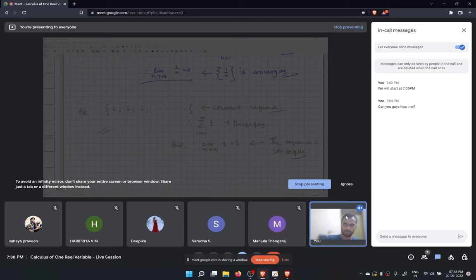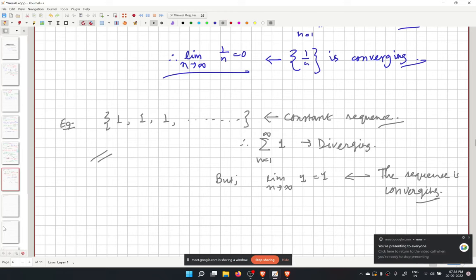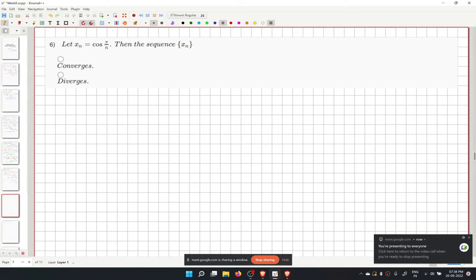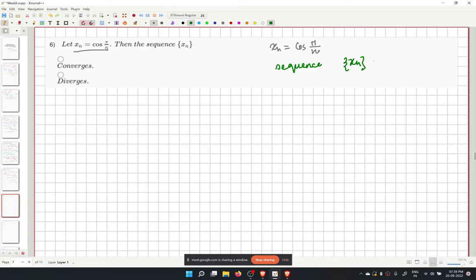Okay, so I don't see any questions here. So let us go to problem number 6. It says, let us assume that xn is cos pi by n. Then we have to say whether the sequence xn, which is equivalent to cos of pi by n, is divergent or convergent.